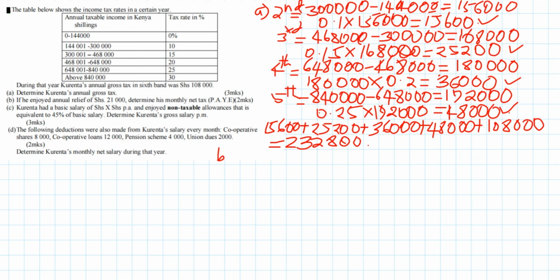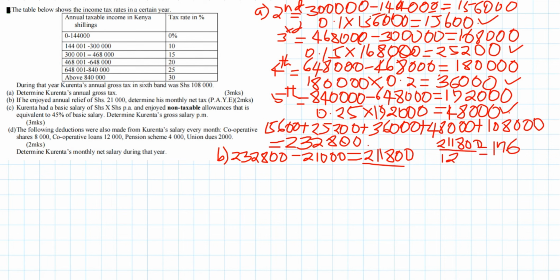Then in part B, we are told if he enjoyed annual relief of 21,000, determine his monthly net tax, that is the PAYE. So here now, because we have the gross tax already and we need the net tax, we just take away the relief. So that's now when we take away the relief, we obtain 211,800. But then we want per month. This was annual, so we divide by 12, so that we obtain that the net tax per month was 17,650.